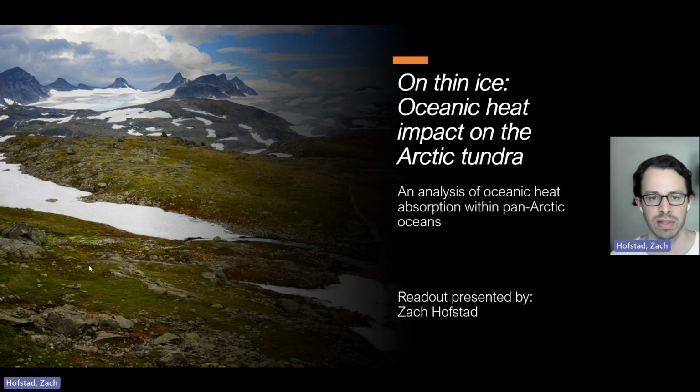The objective of this analysis is to not only further understand the oceanic heat trends within the Pan-Arctic, but to also potentially attach those trends to the current state and climate conditions of the Arctic tundra within the Pan-Arctic area.